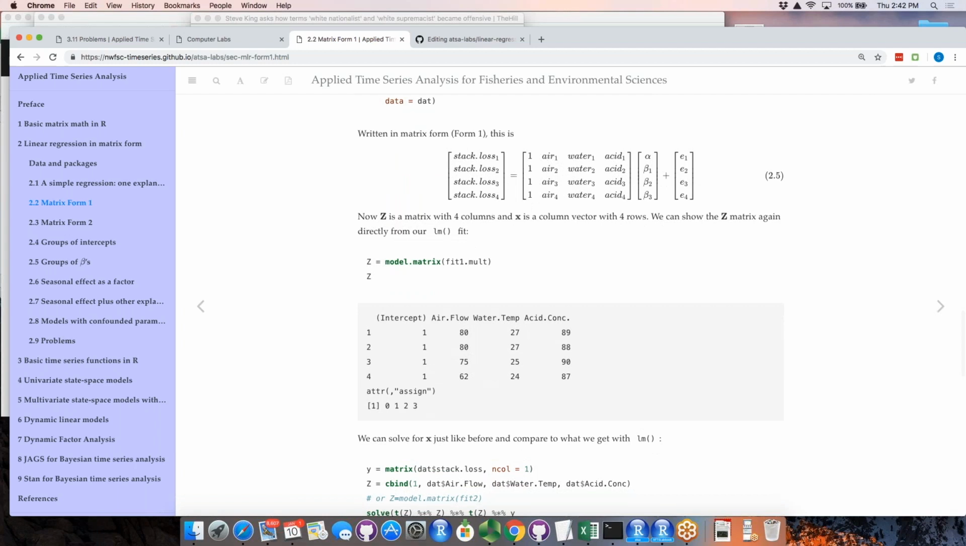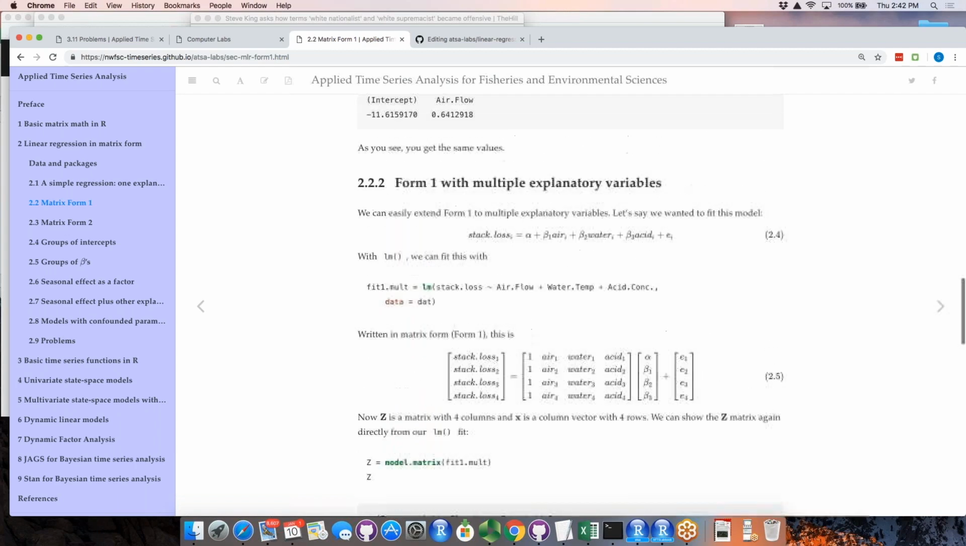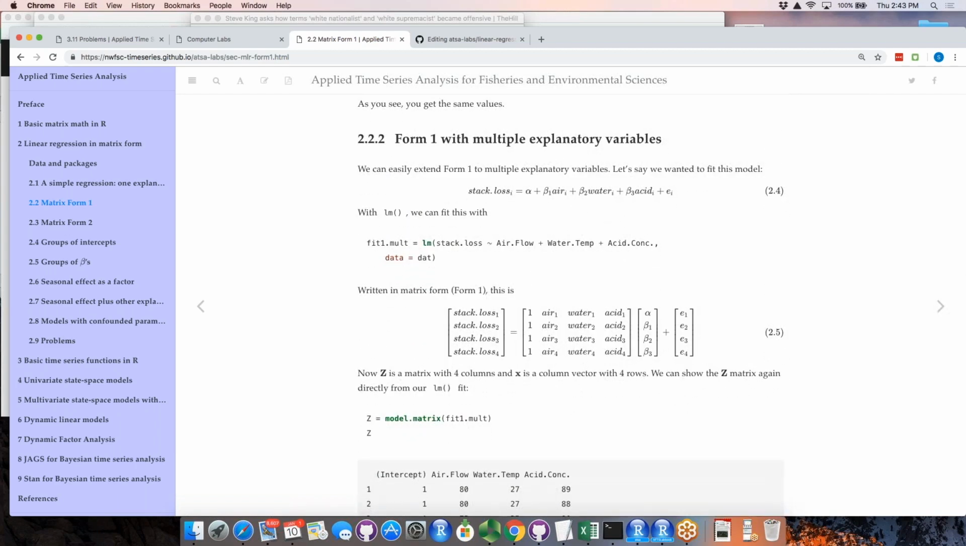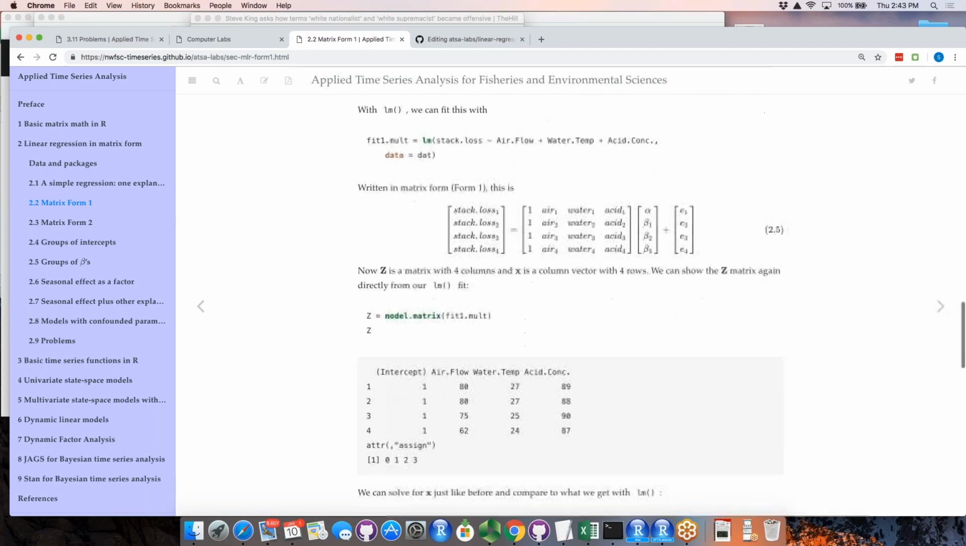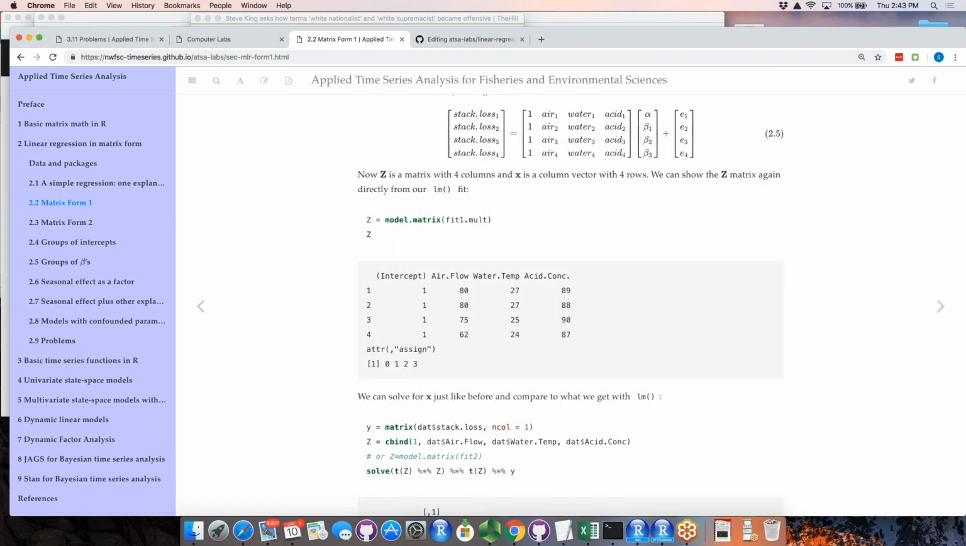And again, if you were to go in R and fit that linear regression, did I do that up there? I think I did that up there. Yeah, it's right here. So if you run this code and you fit that, and then you pull out the model matrix, you'll see that it is creating that matrix right there. Here it is, right there.